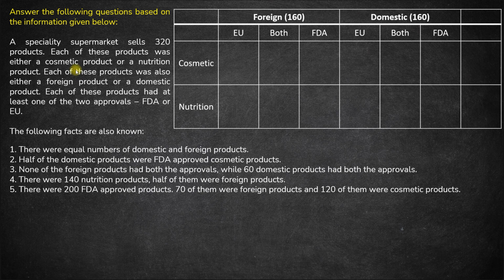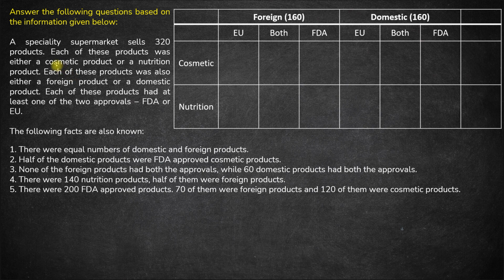Hi, in this set we have a specialty supermarket that sells 320 products, and each of these products was either a cosmetic or a nutrition product. So what we can do is make a table for this whole thing. Let's first understand the categorization. There are three types of categorization.